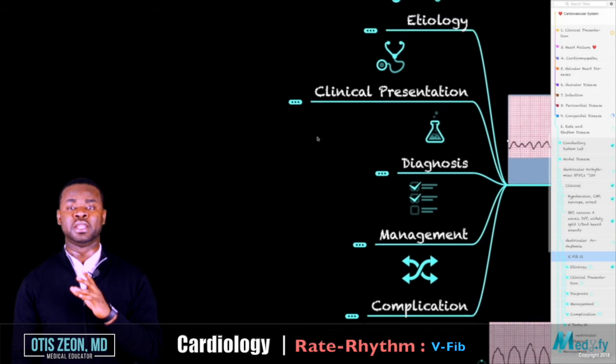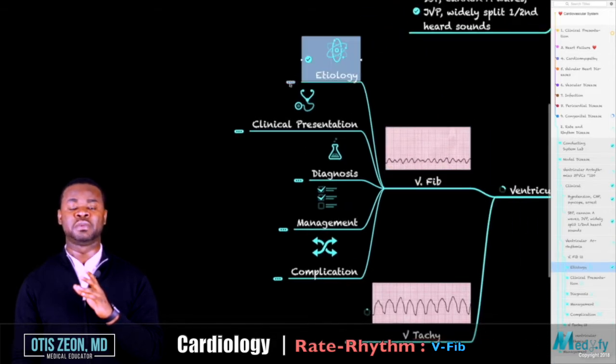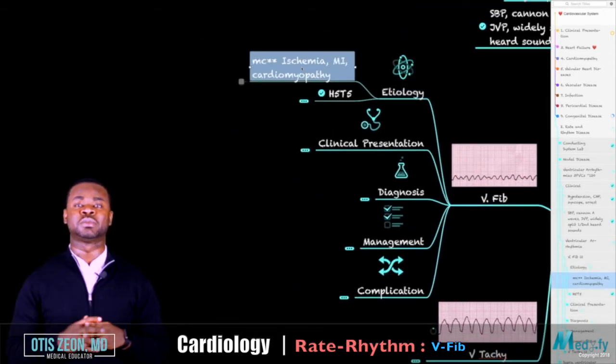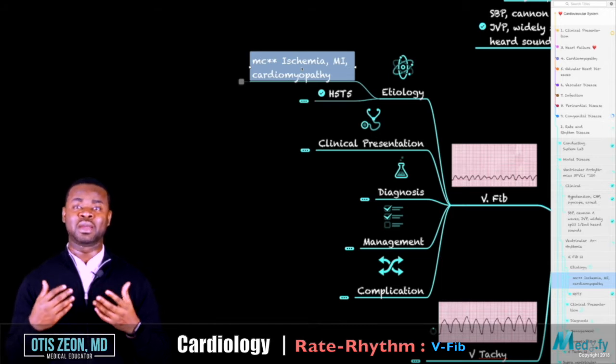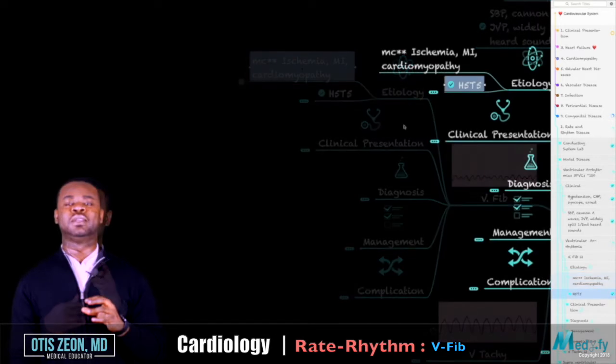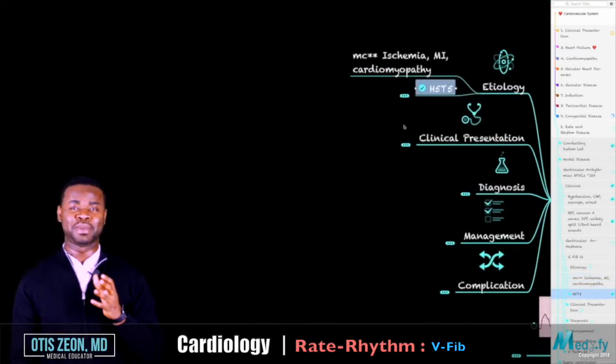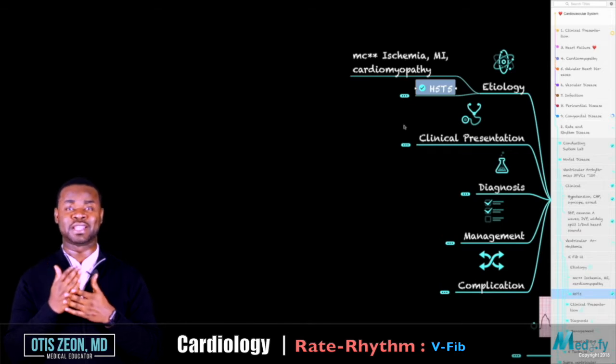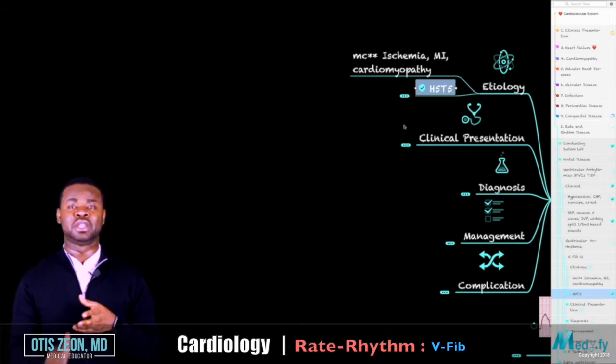In V-fib, the most common etiology is that the individual will present with signs and symptoms of ischemia. They may have an MI or they may have cardiomyopathy. In addition to ischemia being the most common cause, there are a subset of other signs and symptoms you see that may clue you into thinking this person has ventricular fibrillation. They're called the 5T and the 5H.